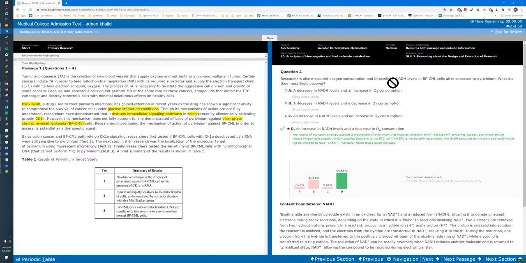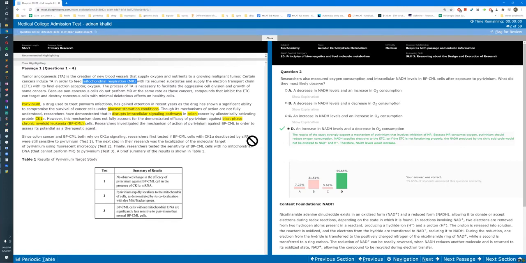So, okay, after they exposed it to this, what happens? It goes to the mitochondria and it breaks down mitochondrial respiration. Like, it prevents that from happening. That's why it's good at killing bad cells, like cancer cells.